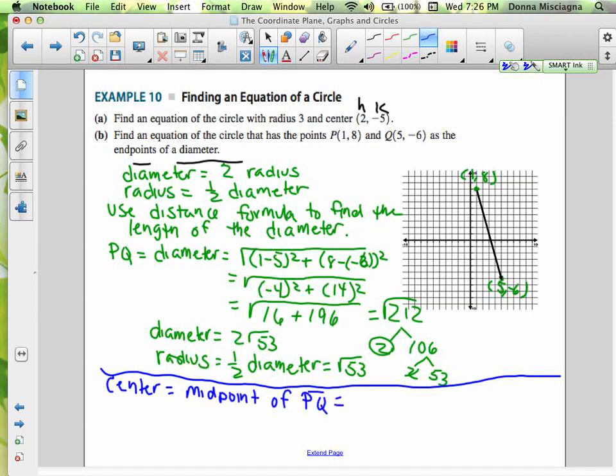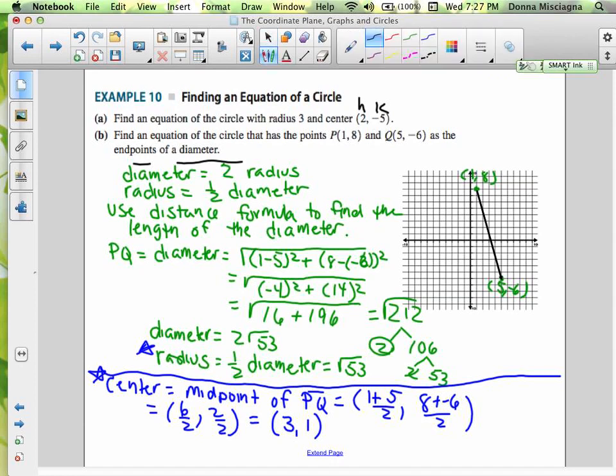I need to learn to write smaller. All right, so that's going to be 1 plus 5 divided by 2. That will give us the x-coordinate of the midpoint. And the y would be 8 plus negative 6 divided by 2. I'll write it over here. So that's going to be 6 divided by 2 and 2 divided by 2, that's the point 3, 1. So now we've got our center, we've got our radius, and that's all we need to write the equation.